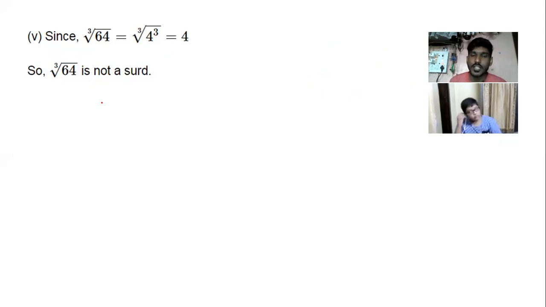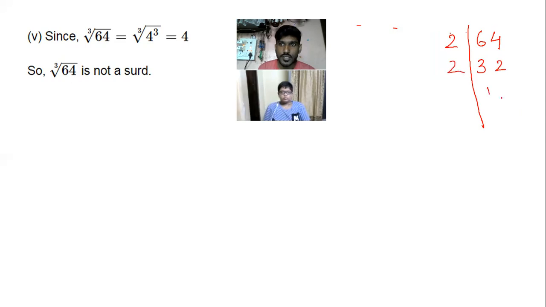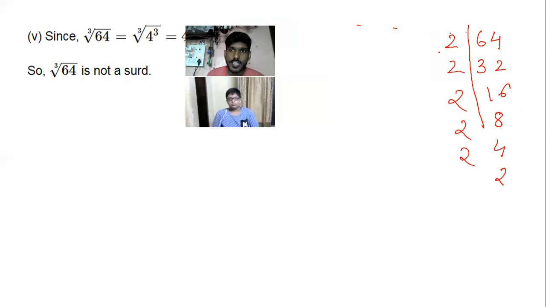Next, the fifth one is the cube root of 64. Now, the cube root of 64 is also not a surd. Let's see why. First, you find out all the prime factors of 64. So 2 1s are 2, 2 2s are 4, 2 4s are 8, 2 8s are 16, 2 16s are 32, 2 32s are 64. So we are getting 1, 2, 3, 4, 5, sir, 6.